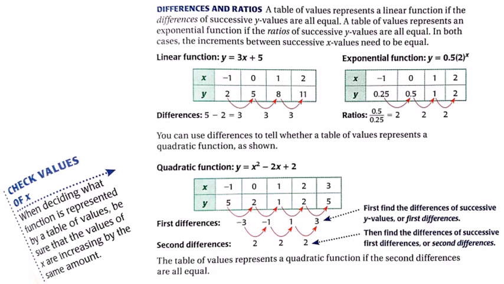And then for a quadratic function, you actually have to do the differences twice. Let's say you tried it out, you were thinking it was linear, but then you got these differences. Well, you know from there that it's not going to be linear because they're not all the same. So you try out the differences again, and they come out the same, which means it is a quadratic function.